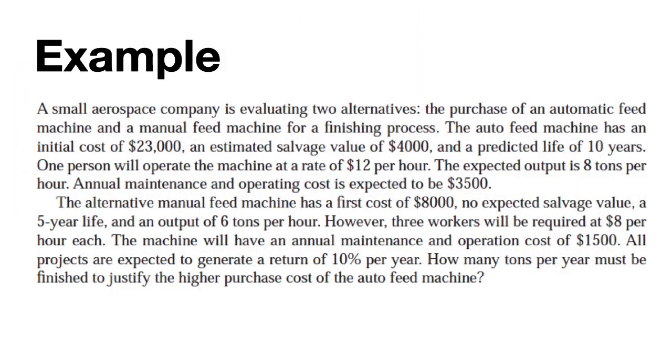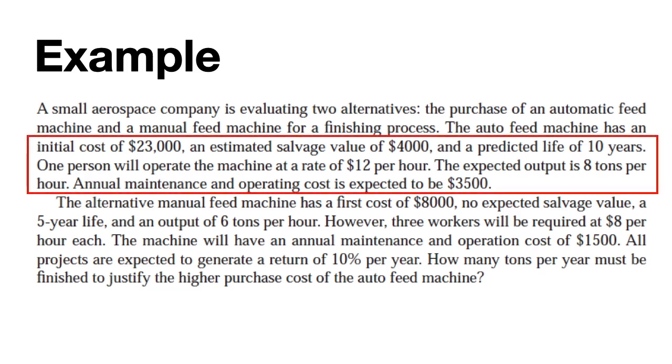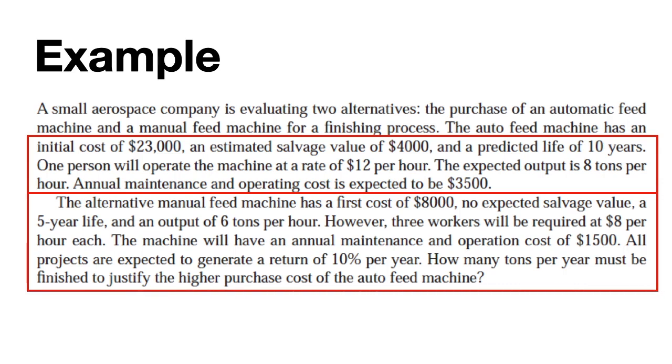In this example, a small aerospace company is deciding to buy either an automatic fit machine or a manual fit machine. Some cash flow values are given for the automatic fit machine, and some cash flow values are also given for the manual fit machine. So let us look at each piece of information and extract it into a nicely constructed cash flow diagram.